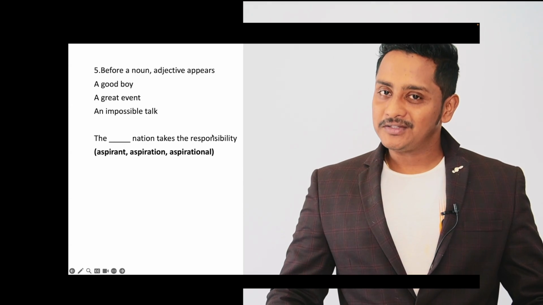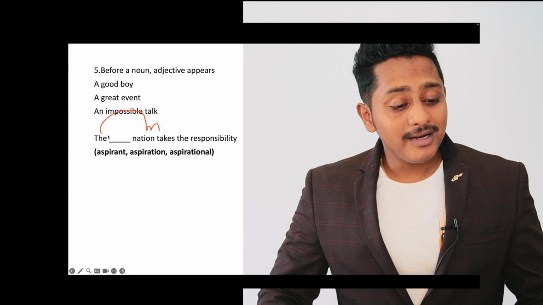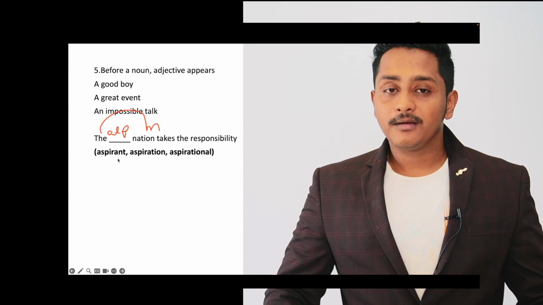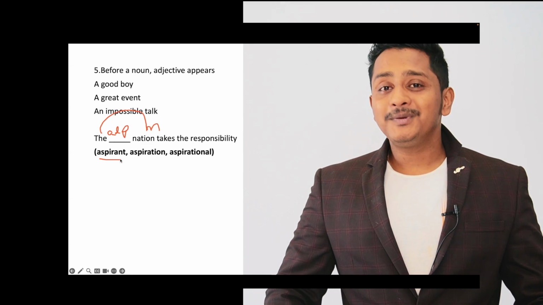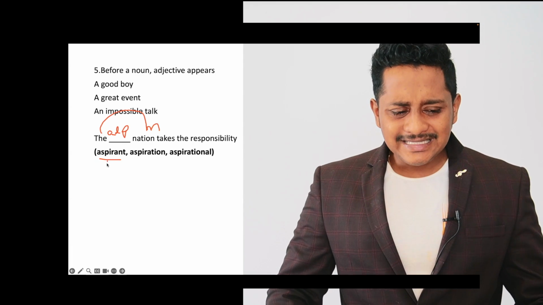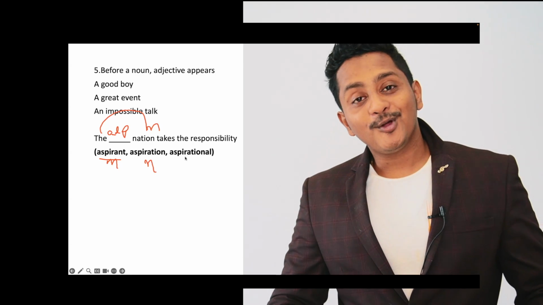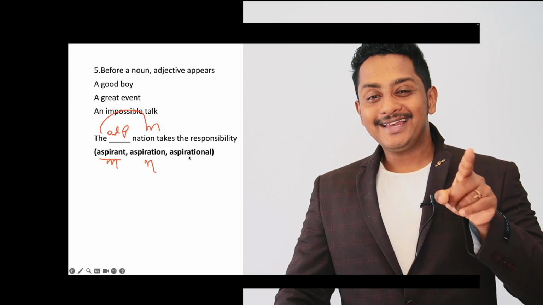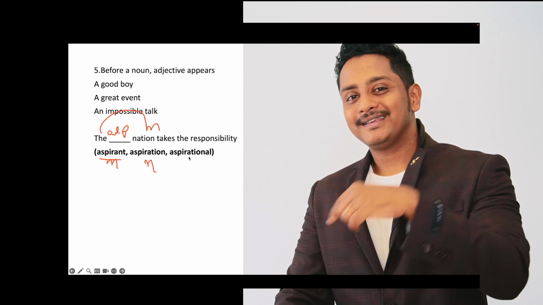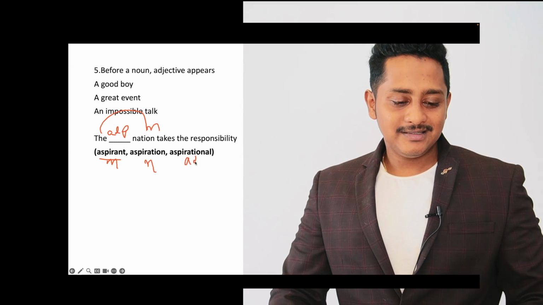The dash nation takes the responsibility. The nation is a noun. Before a noun, not after, an adjective has to come. The aspirant nation. The aspirant is the person, this is a noun. The aspiration. The aspirational project. Getting it? Aspirational project. It is good. It is aspirational. This is an adjective.